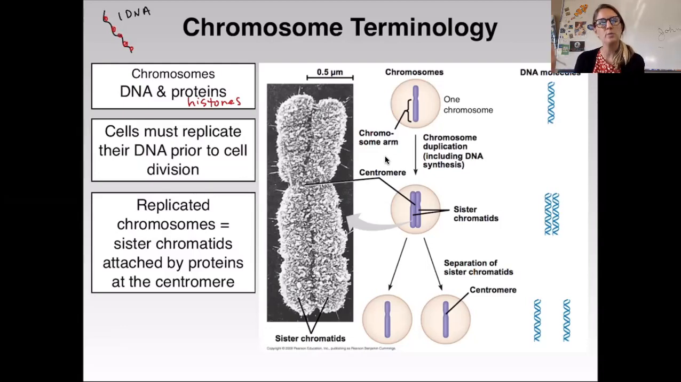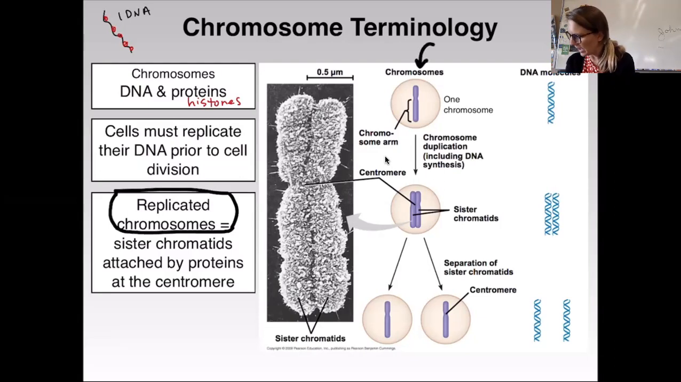When those chromosomes are replicated, these replicated chromosomes are called sister chromatids, all right? Sister chromatids, and these are attached by proteins at the centromere of the chromosomes. That's what holds them together. So let's focus on these kind of cartoon ones first.